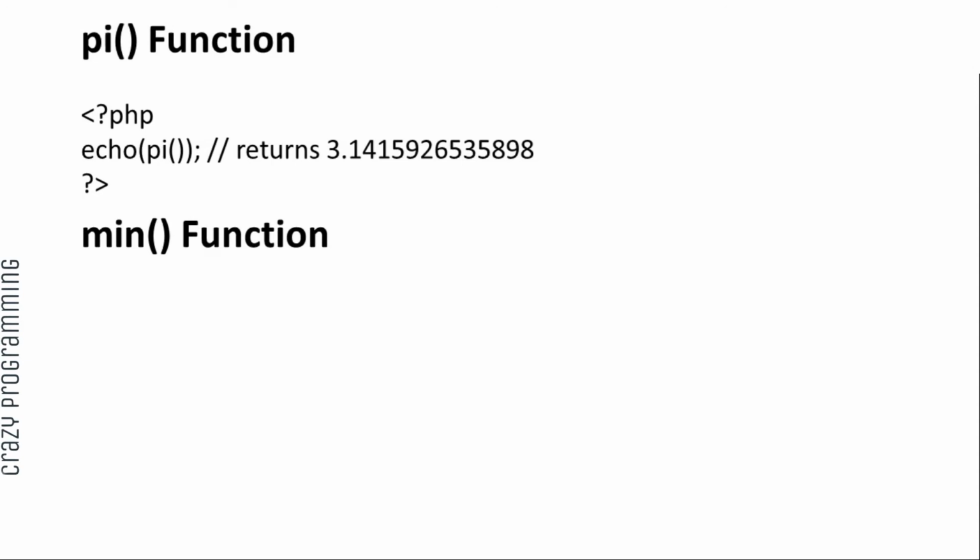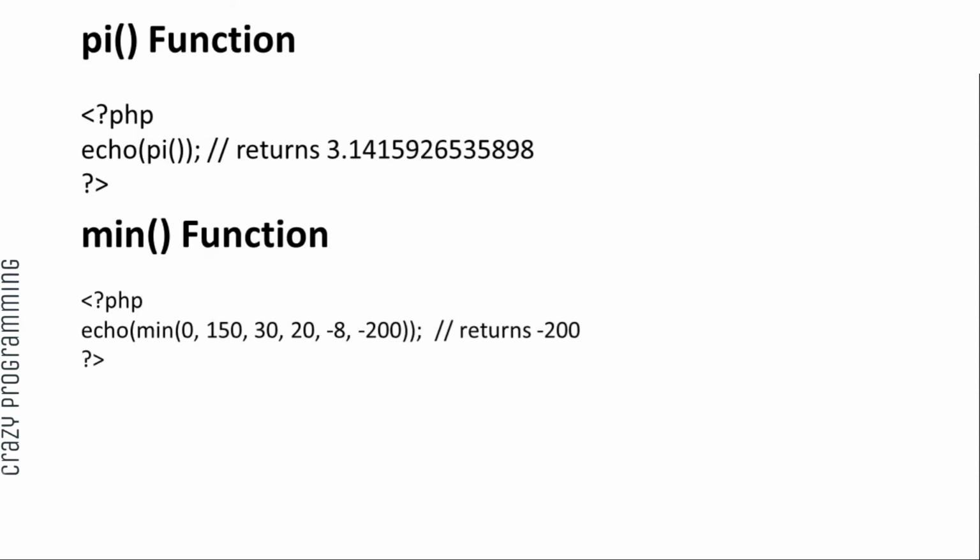Our next function is the min function. As you can see in the example of the min function, we start PHP, then echo and min. It finds the minimum number in the list of arguments. So as you can see, 0, 150, 30, 20, -8, -200, and we all know the minimum value will be -200, so its output will be -200.